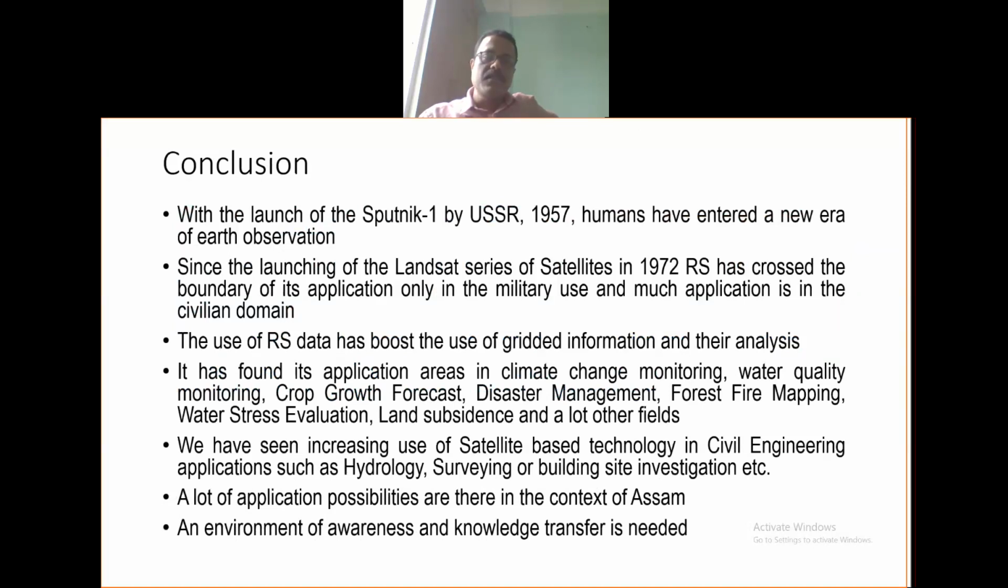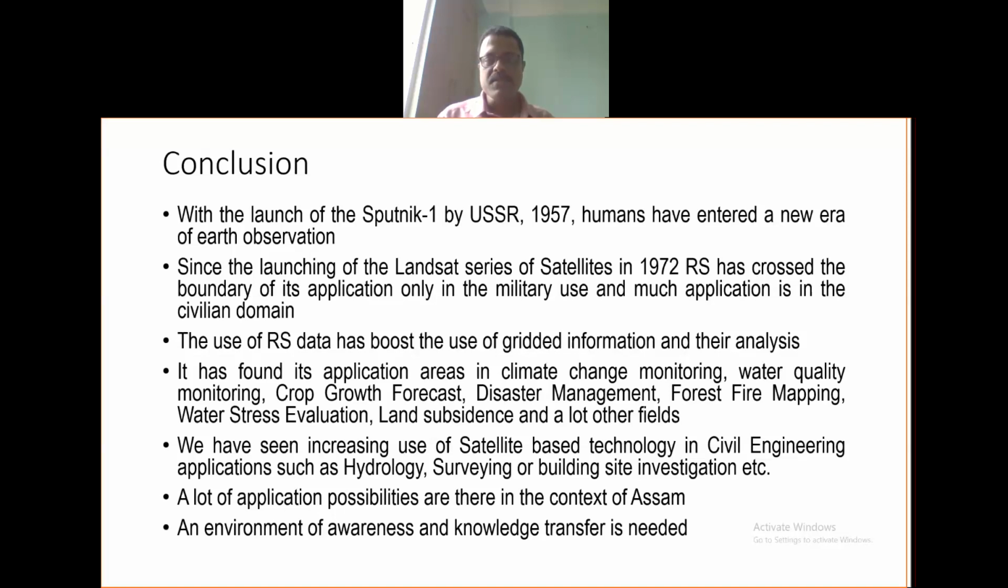Okay, so let me conclude with these things for the time being. That with the launch of Sputnik 1 by the USSR back in 1957, we entered a new era of Earth observation. Why do I call it a new era? Because remote sensing technology, or space-based monitoring technology, was there even before, but it was at a very formative period. And this science actually advanced because of the Cold War competition.